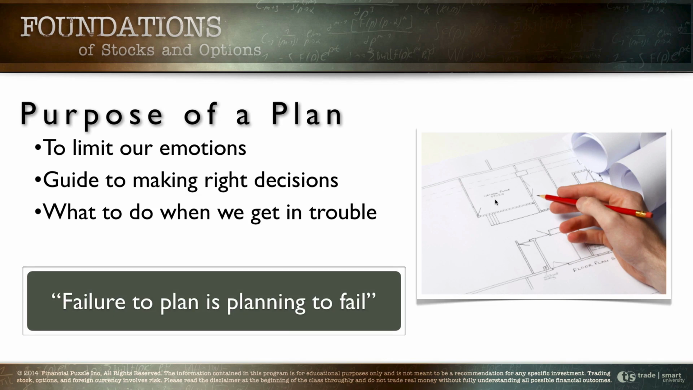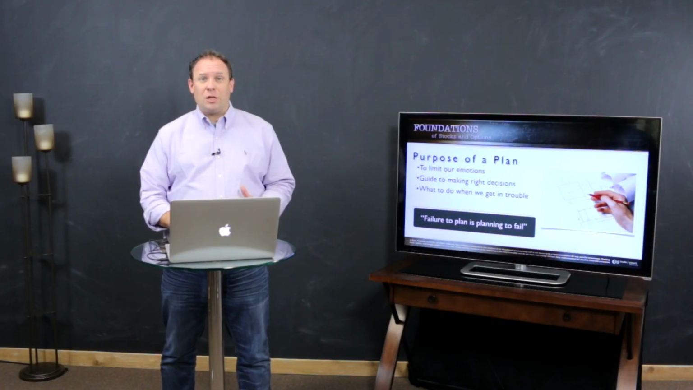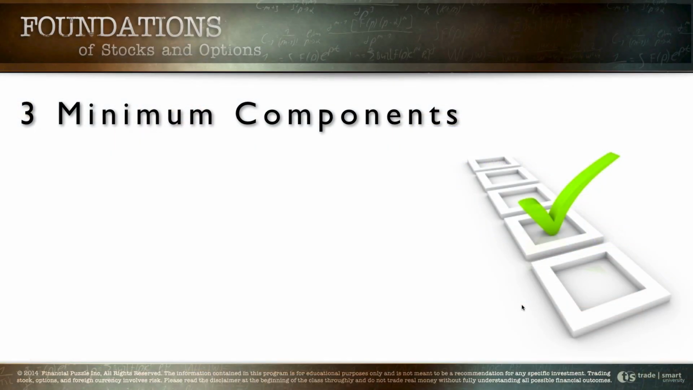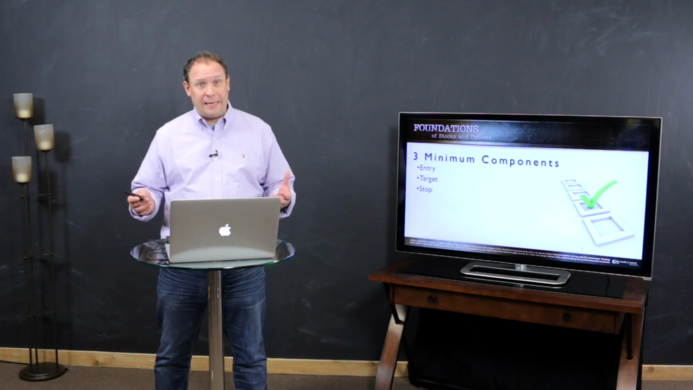There was a once brilliant philosopher, I think they called him Anonymous, who once said that failure to plan is planning to fail. And in the world of trading, no truer words have ever been said. So let's understand the components. At a minimum, every trading plan needs at least 3 components, and they are your entry price, your target, and your stop. If you don't have these 3 components, you don't have any kind of a trading plan, and frankly, you have no business placing any trades.